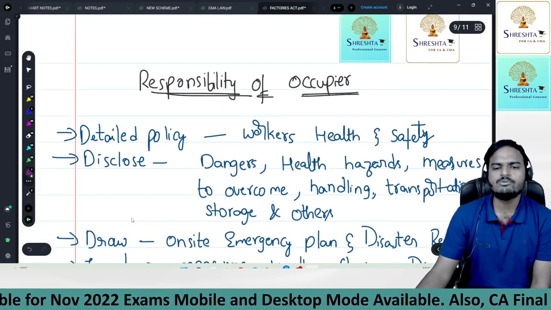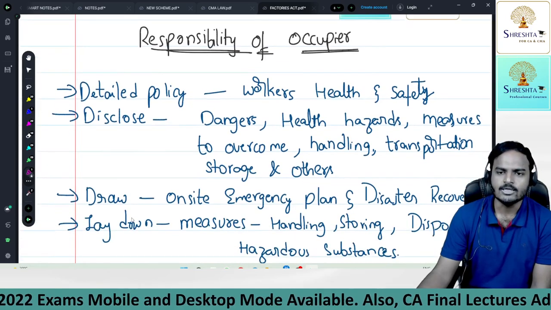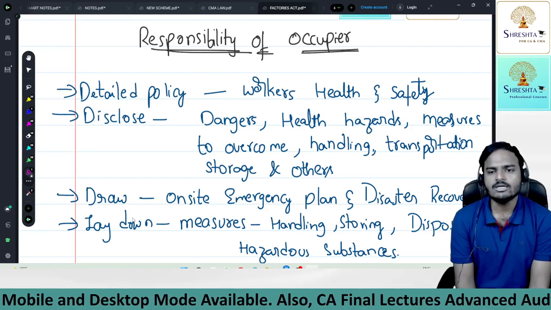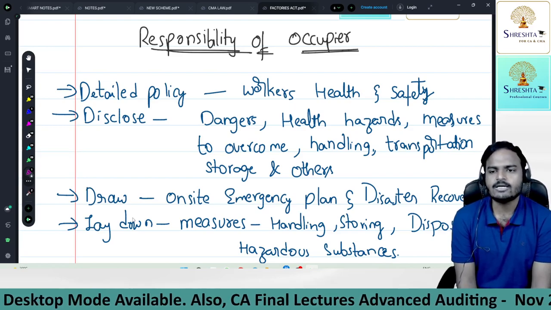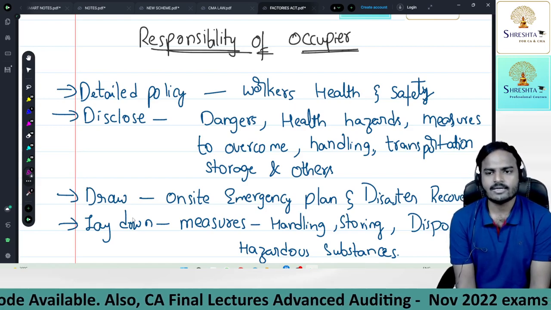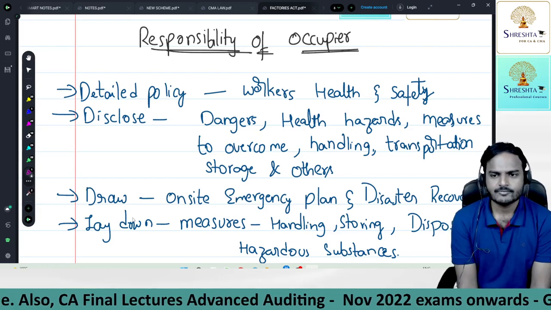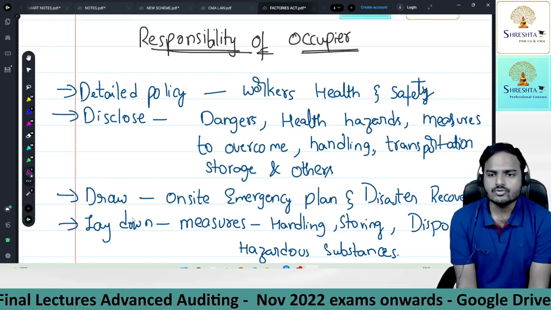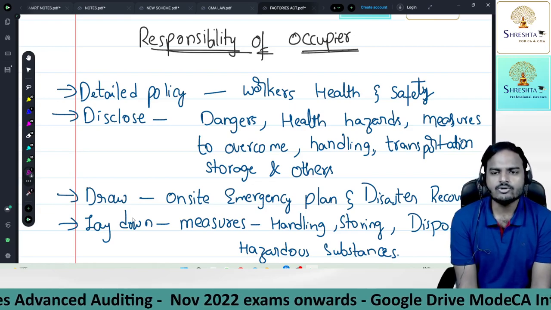Now coming to the responsibility of the occupier with respect to safety. With respect to safety measures, what are the responsibilities of occupiers? He should frame a detailed policy and explain the policy to the workers regarding their health and safety. Before entering the premises, wear a suit, wear gloves, and wear a helmet, like that, a detailed policy. After completion of the work, sanitize your hands for 2 minutes, for 3 minutes, and clean the clothes which you wear during the manufacturing process. So this is the policy you need to explain to the workers.